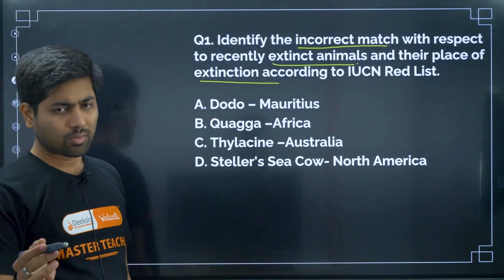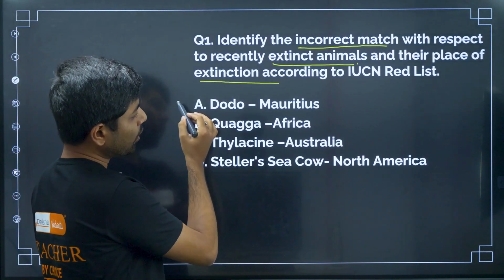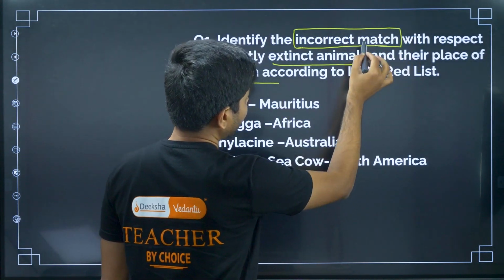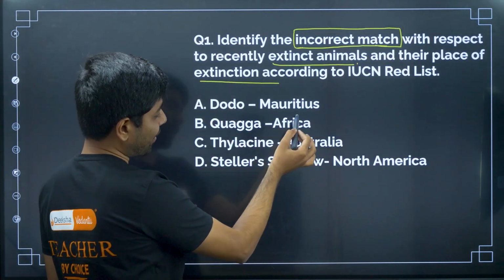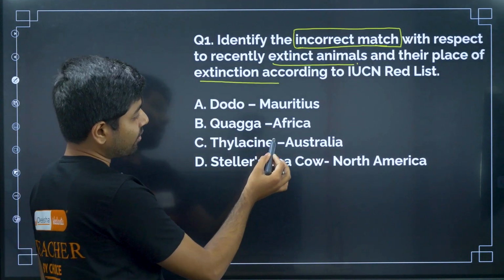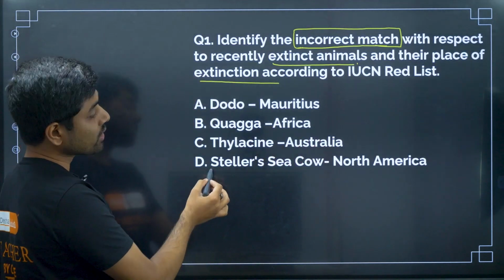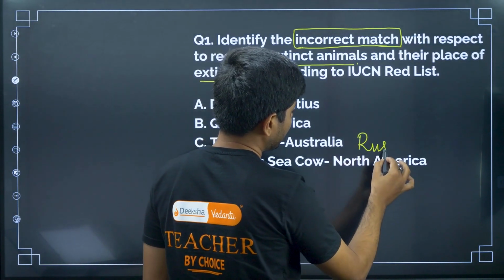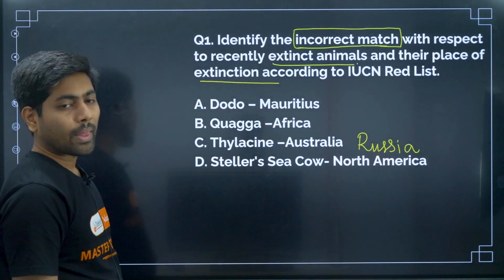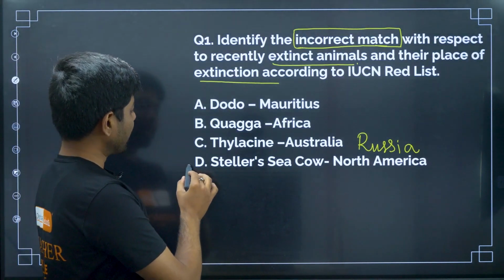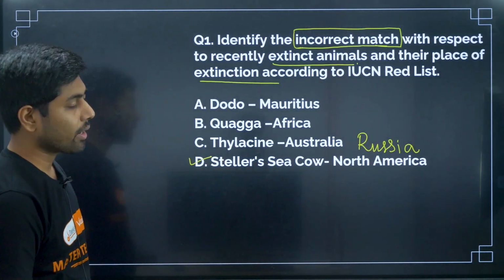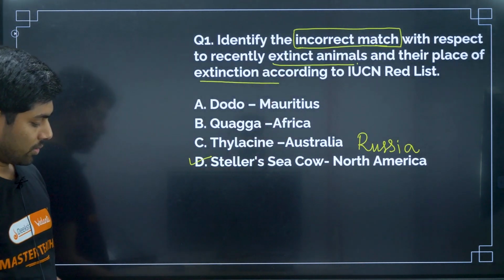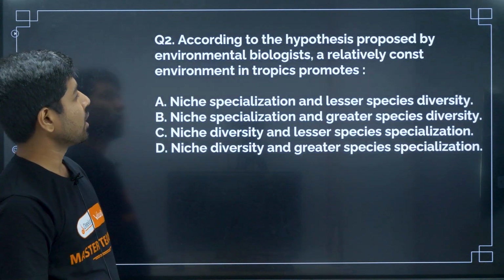So both have to be right. Now we know the first option, dodo from Mauritius, this is correct. They're asking you the incorrect one. Please note, an incorrect match. Quagga from Africa, this is also correct. Thylacine from Australia, this is correct. Now what is incorrect is Steller's sea cow. Now this got extinct from Russia, but here what have they given? They have said it's North America. Therefore for question number 1, option D is the right answer. What have they asked? Incorrect match. Done. Now let us look at question number 2.